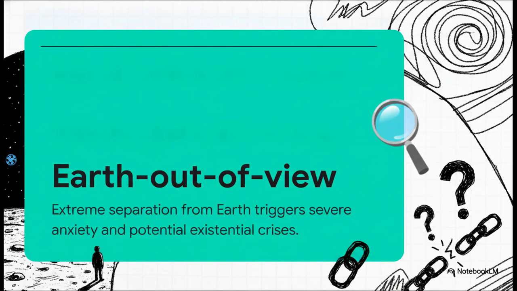Now, one of the absolute most chilling realities our colonists are going to face is something called the Earth out of view phenomenon. This is an unprecedented psychological stressor. On the International Space Station, astronauts can just float over to a window and see beautiful Earth passing right below them. But on Mars, at up to 140 million miles away, Earth is just another tiny pale dot in the night sky. Experiencing that extreme separation from our terrestrial home can trigger severe separation anxiety and deep, dark existential crises. It's a stressor we've honestly never truly replicated in terrestrial analog missions.